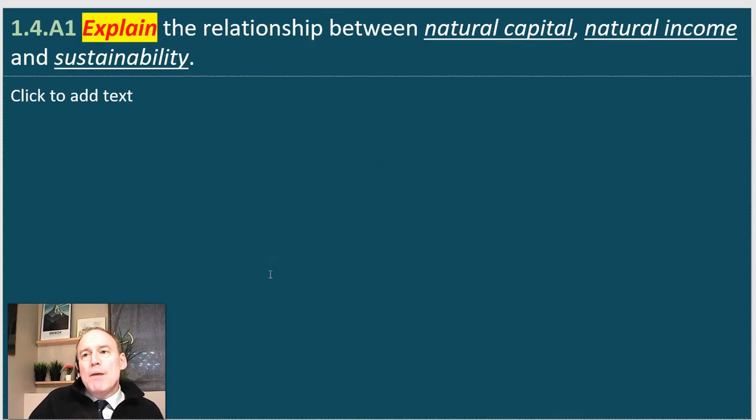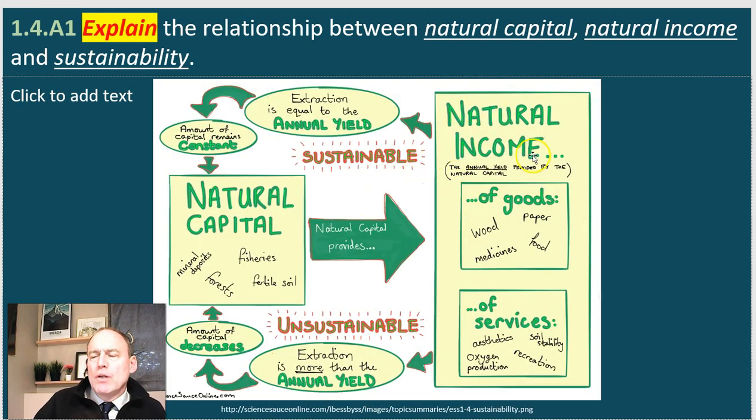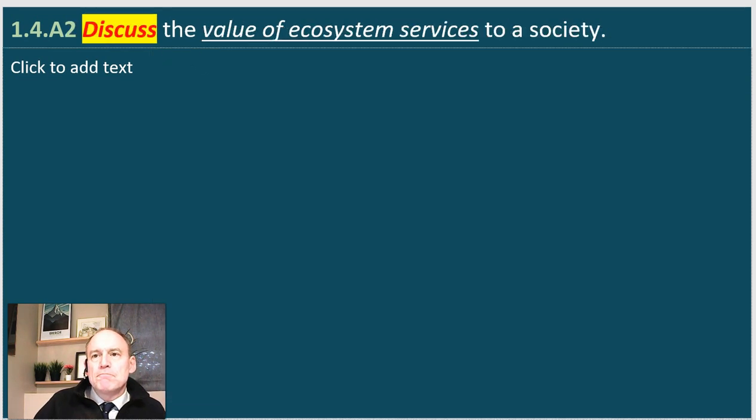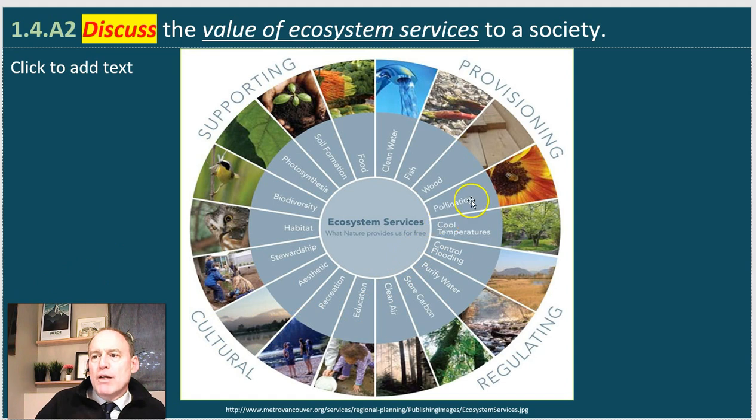Now, questions you might be asked in terms of the environmental systems exam is to explain the relationship between natural capital, natural income, and sustainability. A graphic that kind of brings this all together is this one, where you can talk about natural income, sustainable annual yield, or taking more than the annual yield, which is unsustainable, and then that has impacts on the natural capital. Another question you might be asked is to discuss the value of ecological ecosystem services to society. And that would be this graphic. Maybe it's providing biodiversity to us, maybe it's providing provisioning such as wood, or maybe recreational areas.